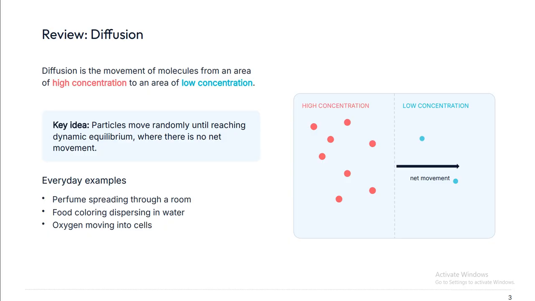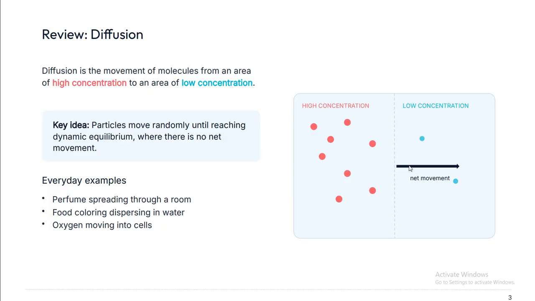Okay, so hopefully you know what diffusion is, and that's the movement of molecules from a high concentration to a low concentration. I hope you learned that, and if you didn't, I hope you just learned it right now. And the key idea is just that particles will move randomly from high concentration to the low concentration until there's an equal amount of stuff on each side. So you see here, there's 1, 2, 3, 4, 5, 6, 7, 8, and then there's only 2 here. So the net movement will move across here until there's an equilibrium established.